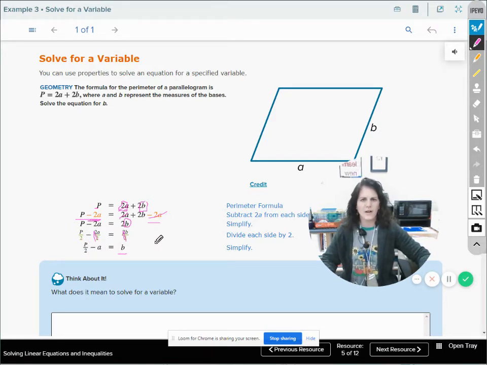So don't overanalyze. Just because there's more letters in there, don't make it more difficult than it has to be. Just do it exactly the same way you would if they were numbers instead of letters. All right, let's keep on moving.